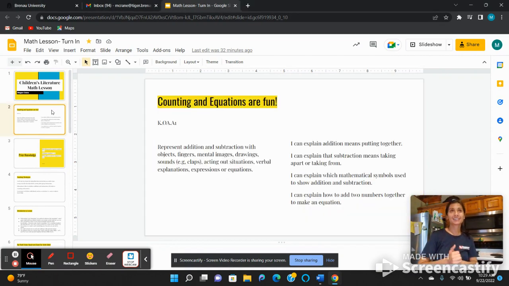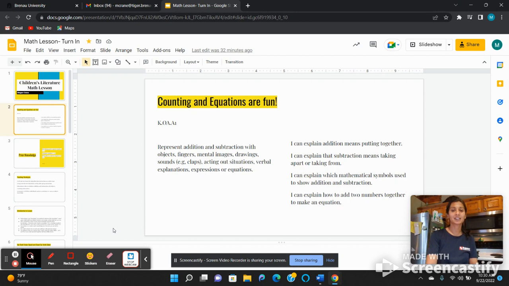This is a kindergarten standard related to algebraic thinking and operations. I titled it Counting and Equations Are Fun. You will see the standard right here, and then what it entails, and then the I can statements on the right.